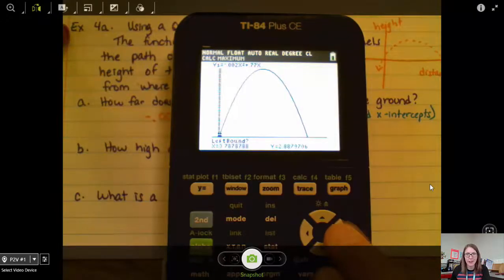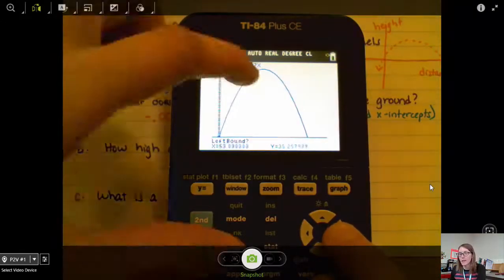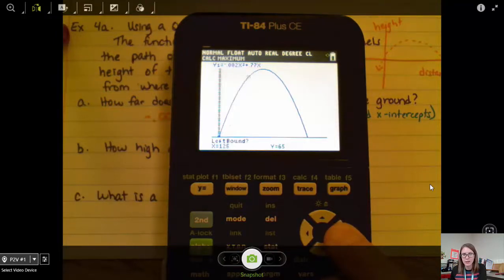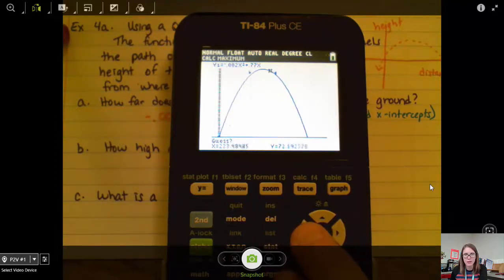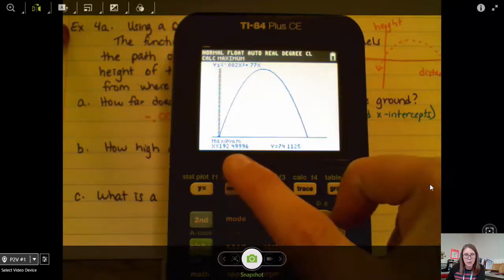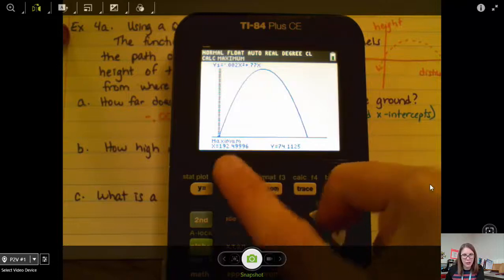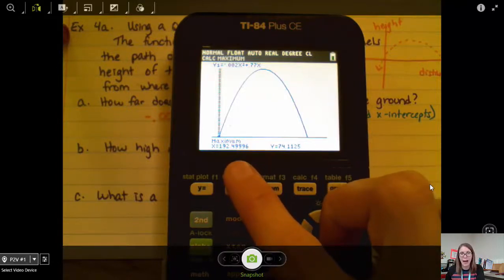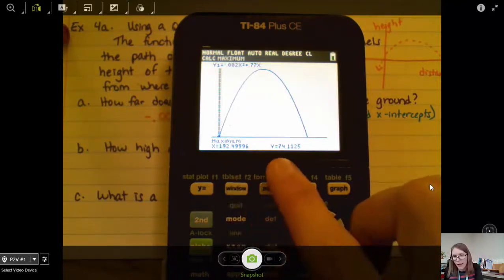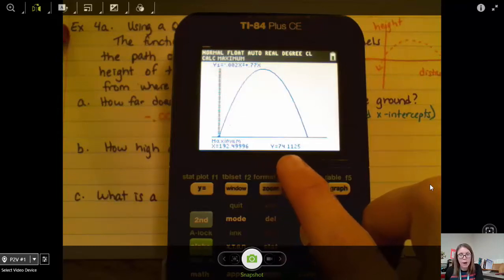We still have to use that left bound, right bound process, but now we're trying to find this vertex. So left bound's over here, right bound, and guess somewhere in between. All right, so our maximum, well, we don't really care about our x value here. We care about how high did the ball go. So the ball went 74.1 feet.